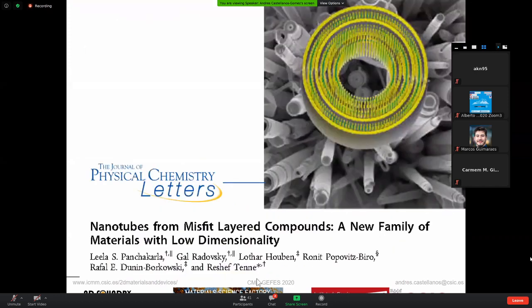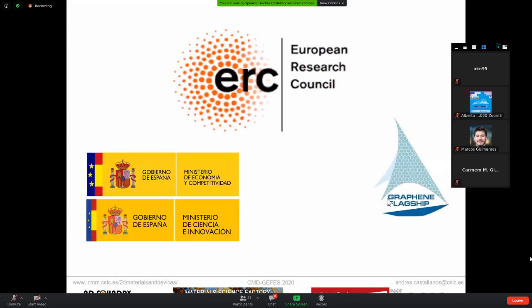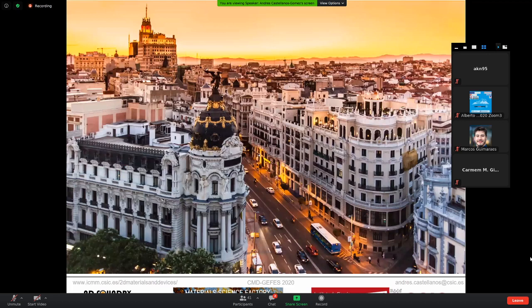There are even works from Reshef in which they make what are called misfit compounds in order to make microtubules, nanotubes of misfit compounds. So we have a lot to learn from layered minerals: we can get unexpected physical phenomena from them, but we can also borrow something from them, like learning about the structure and copying it in our labs. And with this, I finish, acknowledging the funding sources and thanking you for your attention. Thanks.